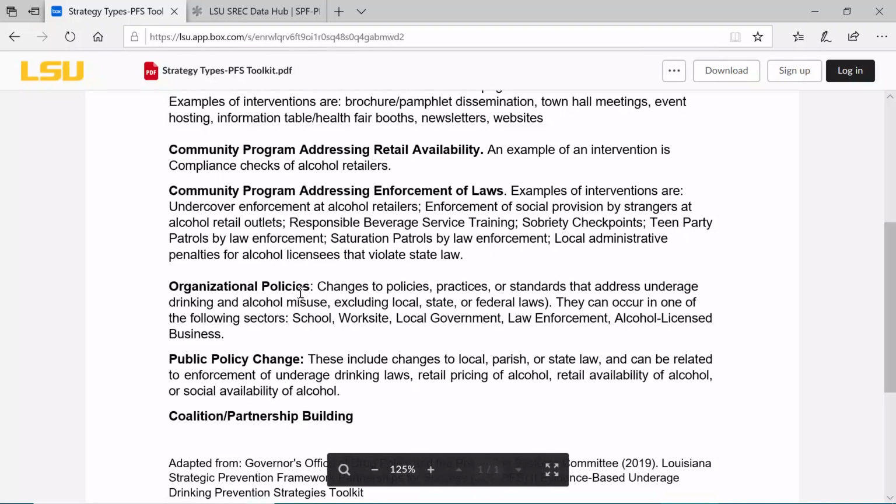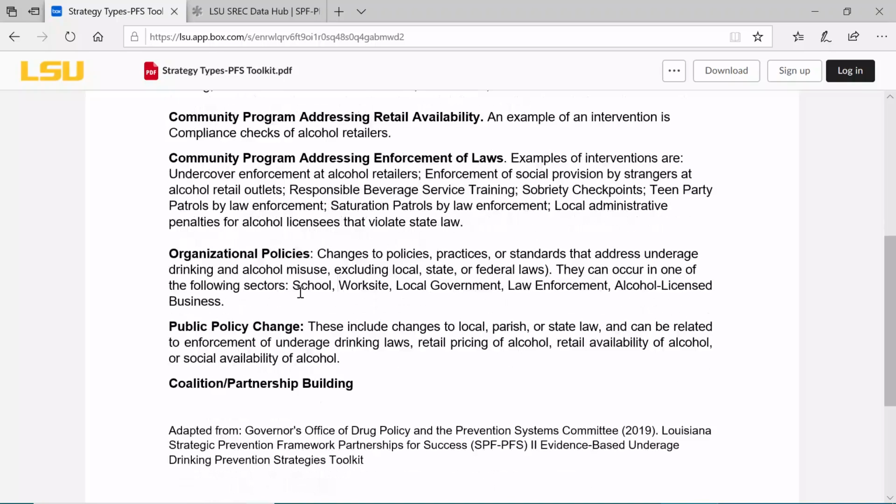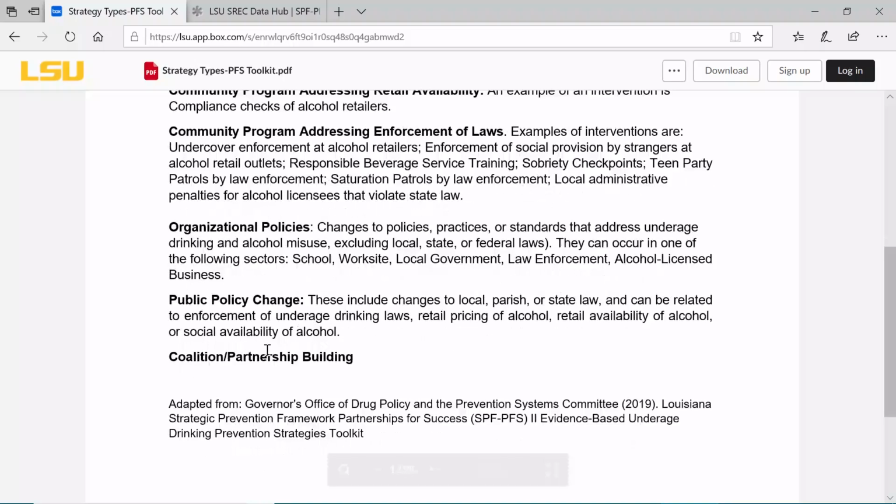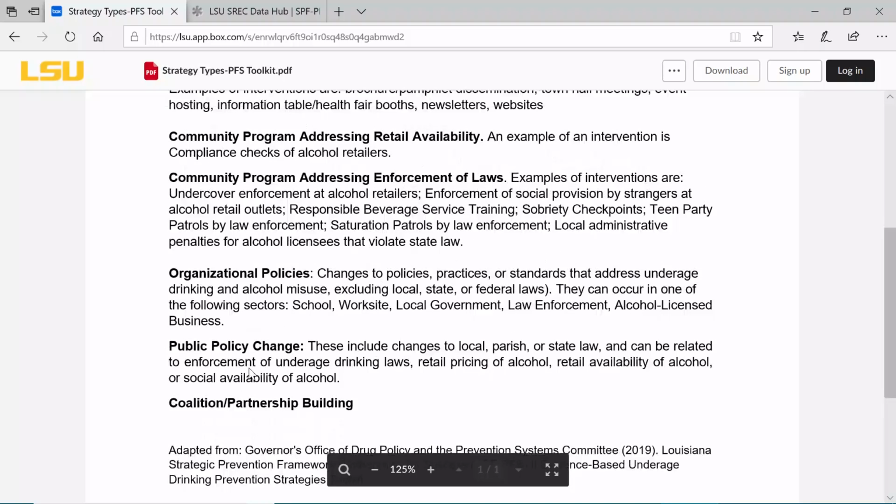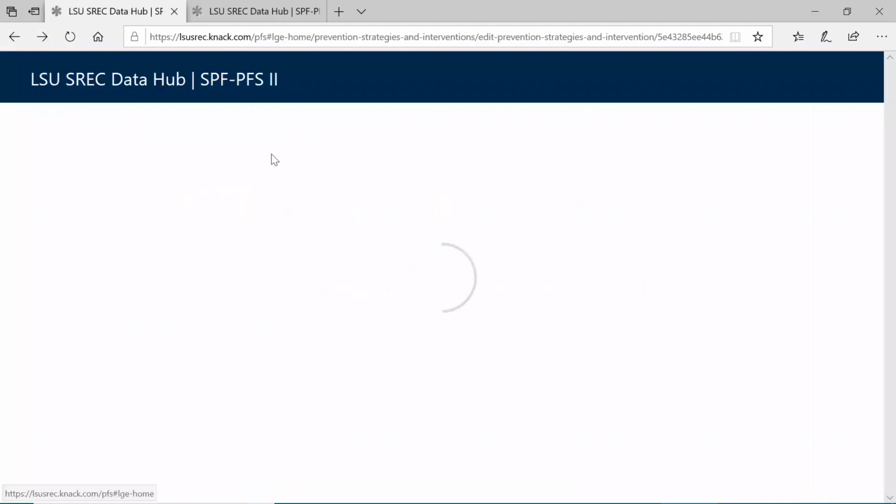Your organizational policy strategy are policies that aren't necessarily going to be laws, but they're changes in policy for like workplaces or schools that are still going to affect change regarding underage drinking or alcohol misuse. And then, of course, your policy changes are going to be your local, parish, or state law changes. Any interventions that fall under coalition or partnership building is just going to go under that umbrella strategy. And you'll click the backspace button to come back to your form page.